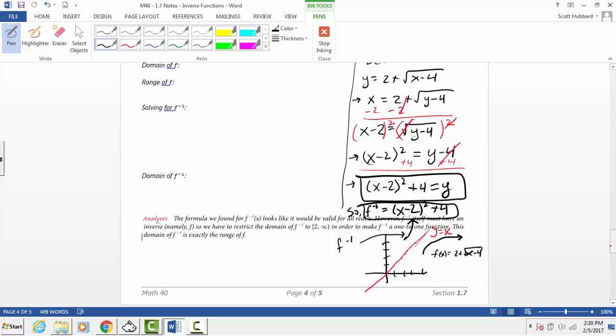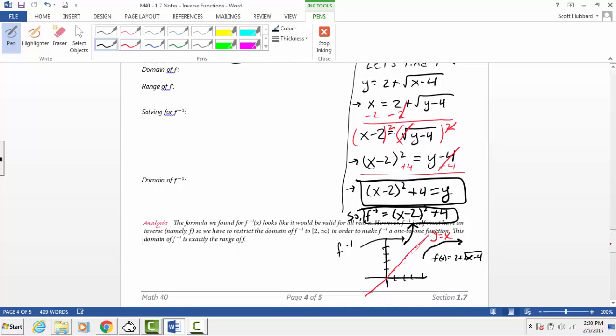And that helps me because now I know what the domain of f is. The domain of f, it was a square root function. It couldn't start before 4. So it starts at 4 and goes to infinity. And the range, the lowest it goes is 2, to infinity.